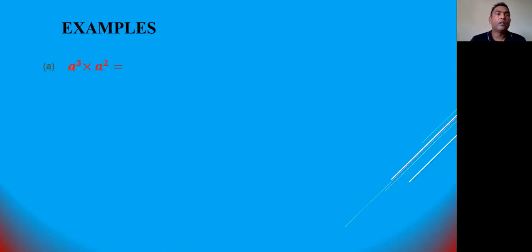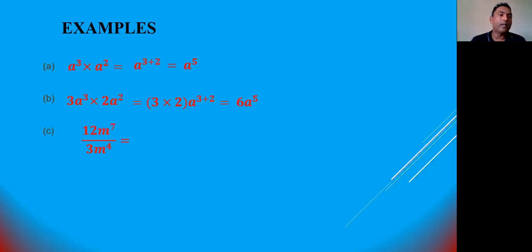Firstly, a power 3 times a power 2. Here we're going to use multiplication law. Using multiplication law, it becomes a power 3 plus 2, which is equal to 5. Second example, 3a power 3 times 2a power 2. You will notice that there are numerical values in front of a power 3 and a power 2. So first you're going to multiply the numericals, that is 3 times 2. Then you're going to use multiplication law to simplify a power 3 times a power 2, which is of course a power 3 plus 2. So the final answer here is 6a power 5.